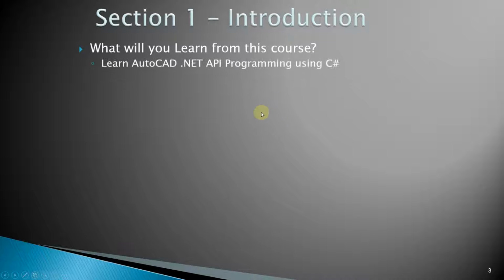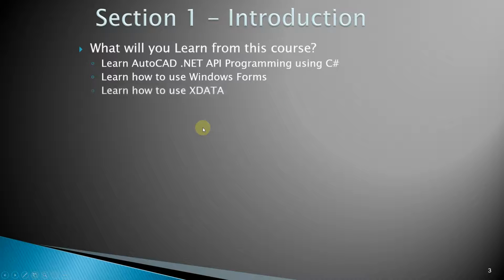The first thing that you will learn is about AutoCAD .NET API programming using the C# programming language. Then the next one that you will learn is how to use Windows Forms, which means that you will be using that to create your own user interface so that you can call those methods that you have developed in your plugin. And then the third one is you will learn how to use XData. You will learn how to attach a value into the object's XData, and you will also learn how to retrieve that value so that we can link that into our SQL Server database.